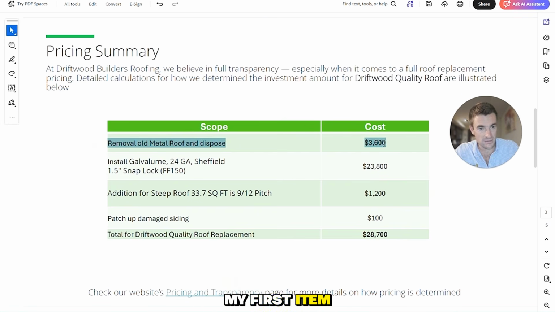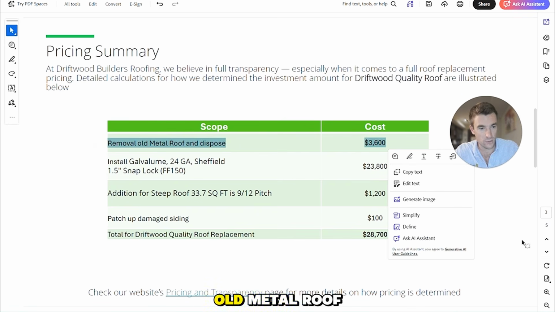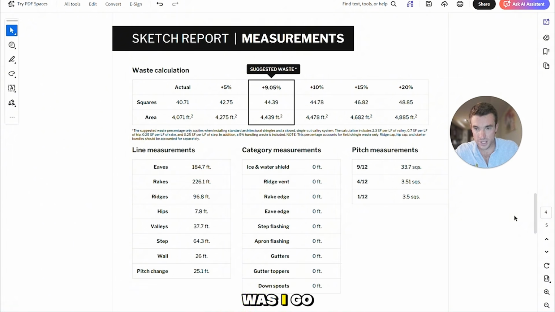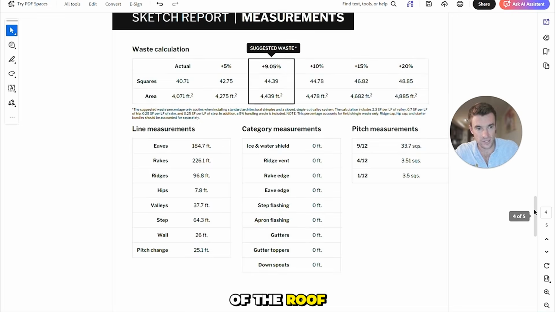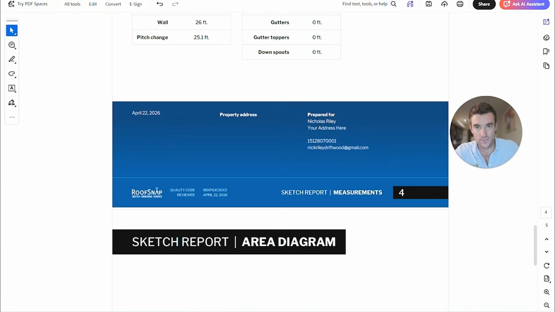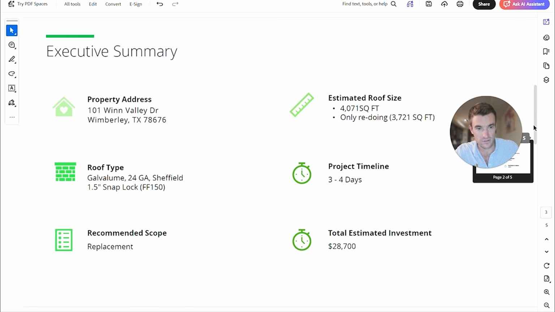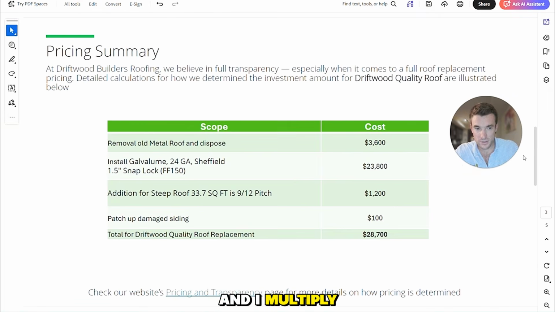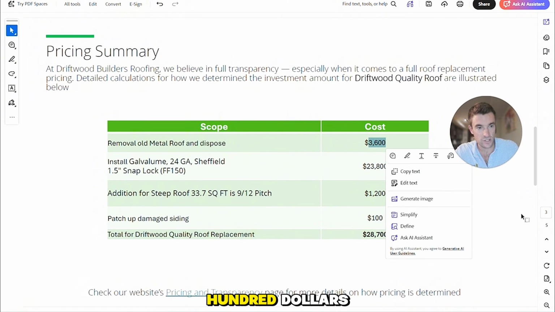My first item in my proposal is remove the old metal roof and dispose, for a total cost of $3,600. How I got that number was I go back to my roof snap and take the original size of the roof, and then I subtract the section of the roof that we're not doing, which gets me to the total size of the roof that we are doing. So I take the total size of the roof we are replacing and multiply it by our cost per square to replace, which gets me to $3,600.